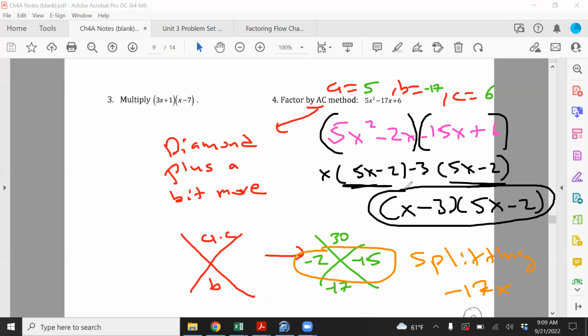Because x and negative 3 are both being multiplied by 5x minus 2. Because x is being multiplied by 5x minus 2, negative 3 is also being multiplied by 5x minus 2. You pull out the 5x minus 2, and you're left with x minus 3. So 5x minus 2 is a group being multiplied by x and negative 3 that I can just throw out and leave behind the x minus 3. So you can do it that way. That's one way you can do it. I'm going to show you another way.